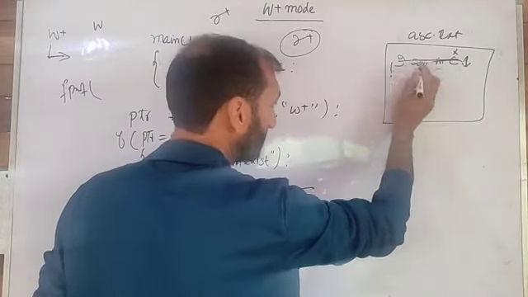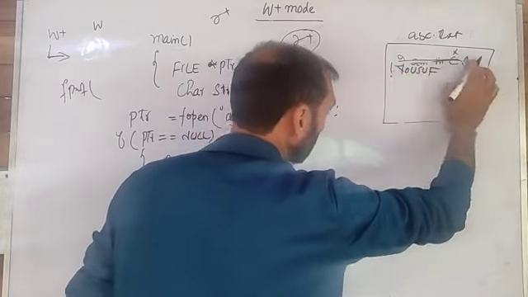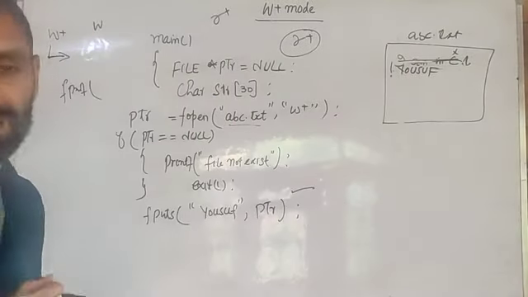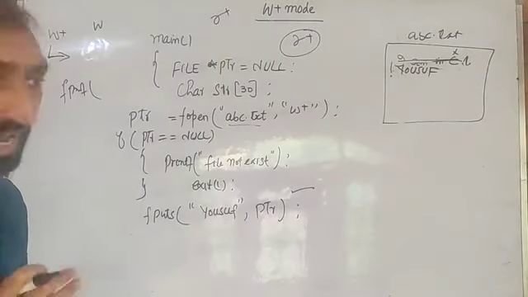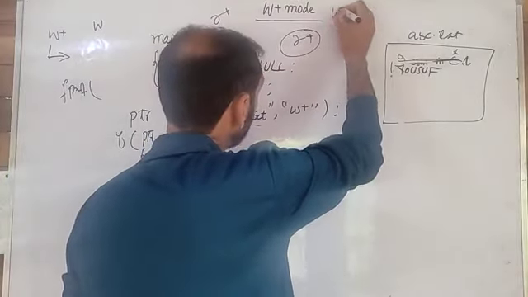The cursor was at the beginning. Y-O-U-S-U-F. That means the previous content of that file will get deleted. So that's it, delete. That is the difference between the R mode, R plus mode and W plus mode.